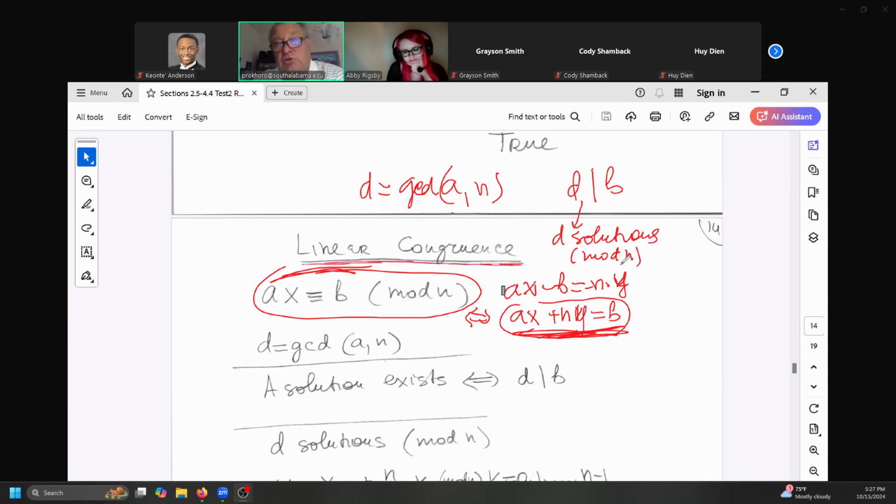To solve these problems, first we will consider the case when d equals 1. We just need to find one solution. And then I'll show an example when we have d solutions, if d is not equal to 1. So this will be basically two problems.